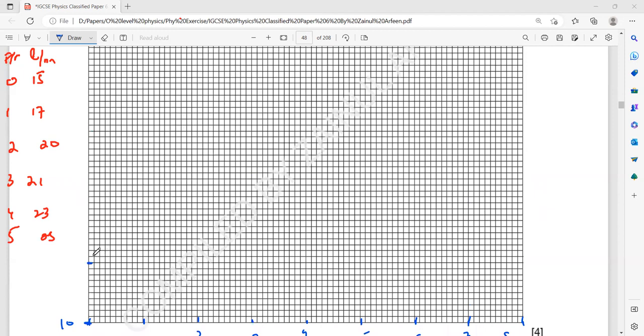So I have to label the axis 1, 2, 3, 4, 5. The box size is so small, that's why I miscount. So first I'll mark after every 10 boxes, I'm marking the points and then I will label the axis.